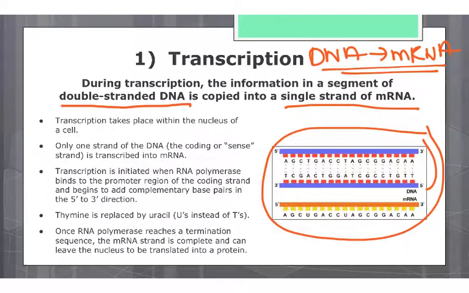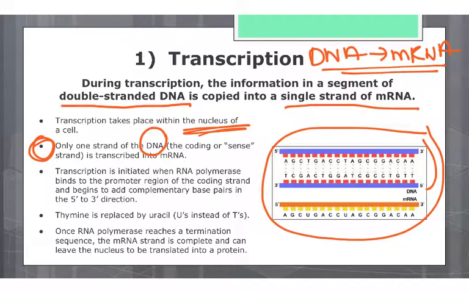So transcription takes place in the cell within the nucleus. Only 1 strand of DNA is transcribed into mRNA. This point is important, that we take the original DNA strand. So if we look at this picture, you always go back to the original. I'll touch on that in the example.